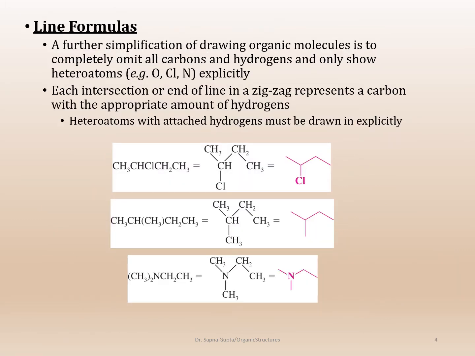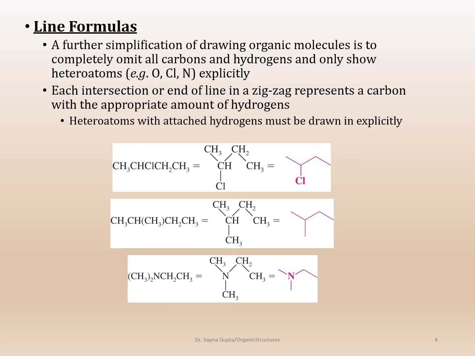The line formulas are probably going to be the hardest thing in the beginning, because you don't see any carbons, you don't see any hydrogens. So sometimes it's easy, sometimes it's hard. I don't know how it's going to be for you, but in any case, this is how organic chemists live their life, so you have to get used to it. Here we have an example of everything: the condensed structure, the expanded structure, and then the line structure.